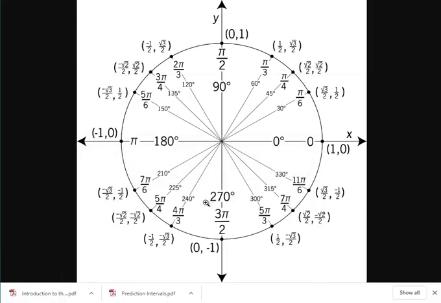Tangent of 270. So here we go. Tangent of 270. I'm going to find 270. There it is. And again, the answer has nothing to do with this radian. It has to do with the y divided by the x coordinate. So I got negative 1 divided by 0.